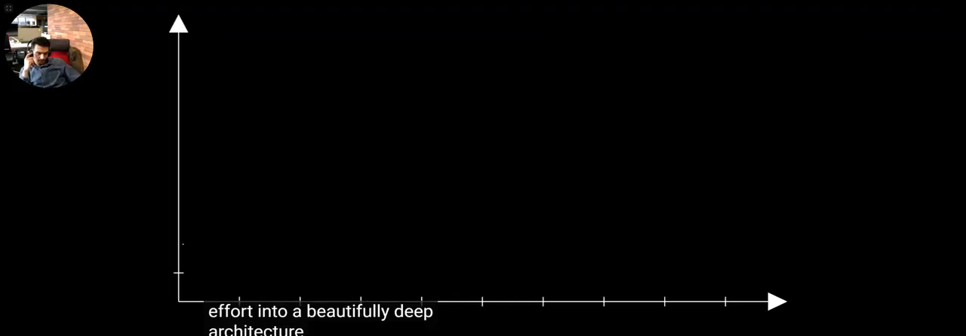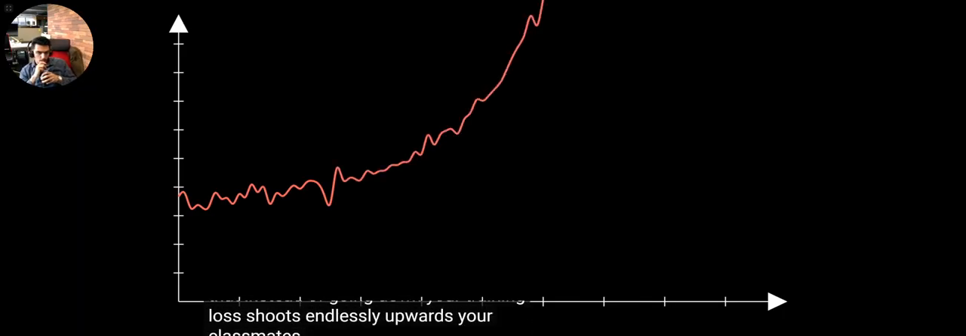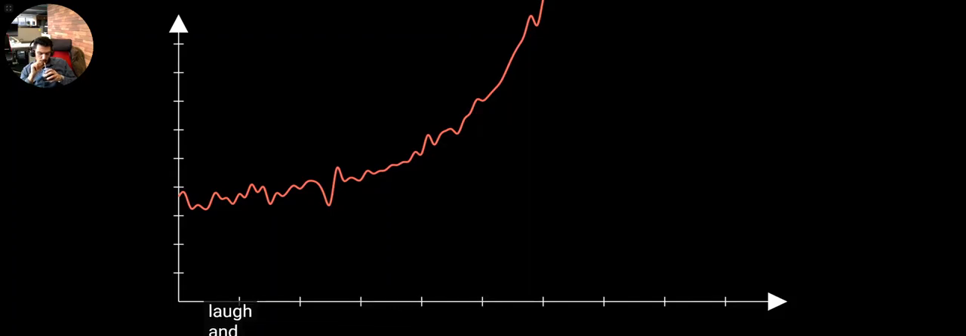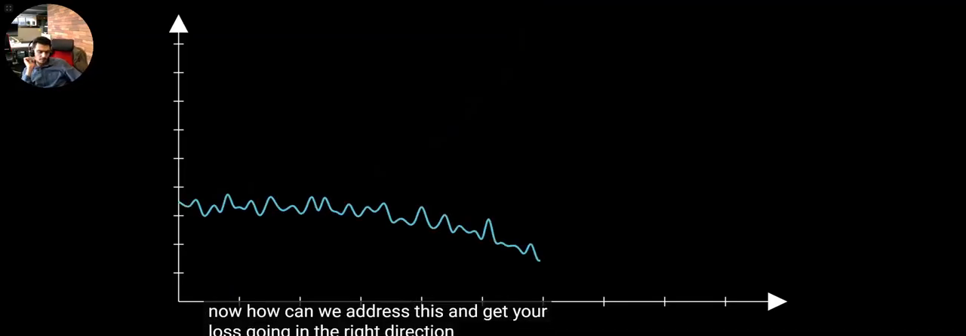After putting all your effort into a beautifully deep architecture, you are horrified to see that instead of going down, your training loss shoots endlessly upwards. Your classmates and colleagues can't help but laugh. And it seems counterintuitive because now the model has more parameters. Now, how can we address this and get your loss going in the right direction?